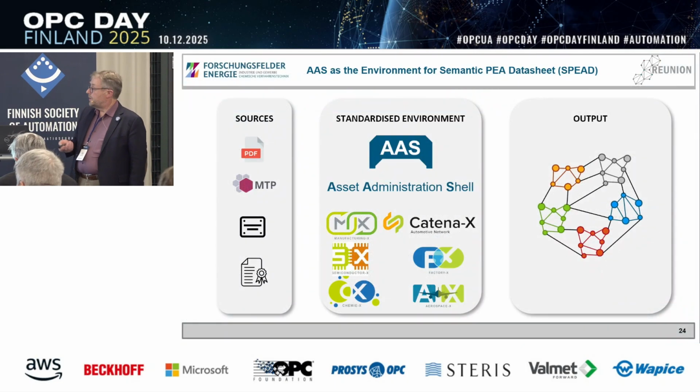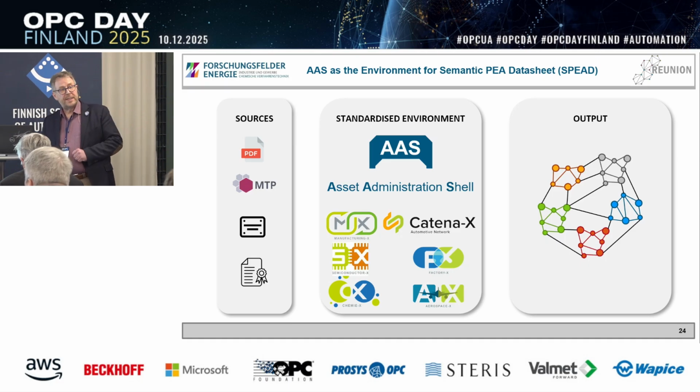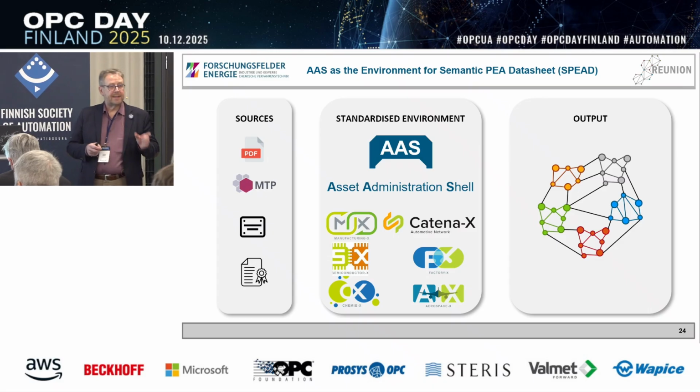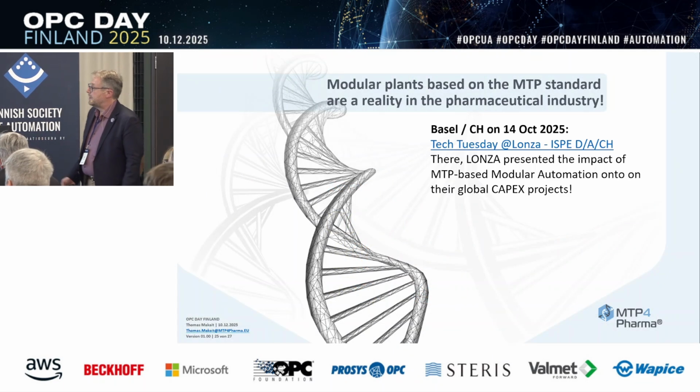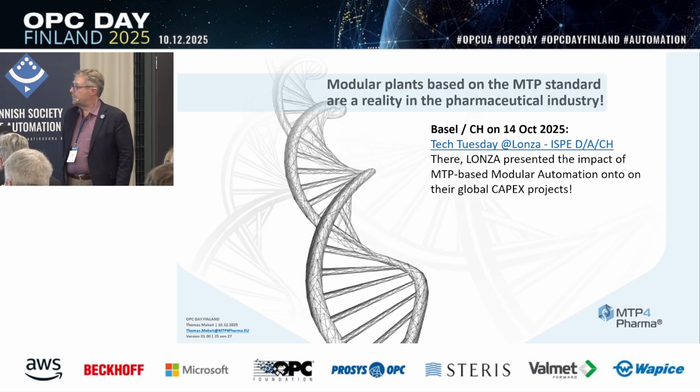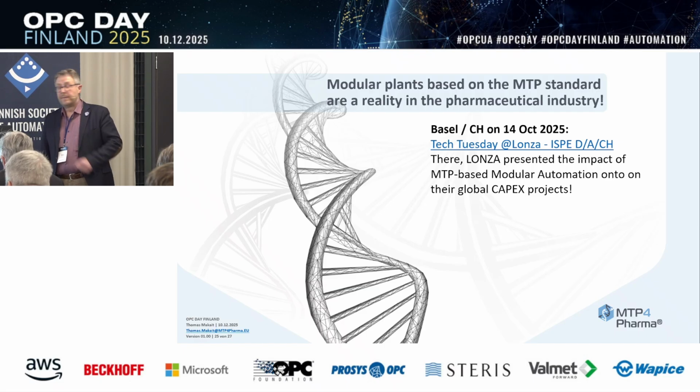And this is a slide I inserted yesterday. So this is the semantic PEA data sheet. If we have this, we can also automate the qualification validation activities. And that's a game changer, a paradigm change away from opinions, based on data, based on fact, doing qualification activities. Modular plants are a reality in the pharmaceutical industry. On the 14th of October, Lonza presented in Basel the impact of MTP-based automation on their CapEx, capital expenditure projects.